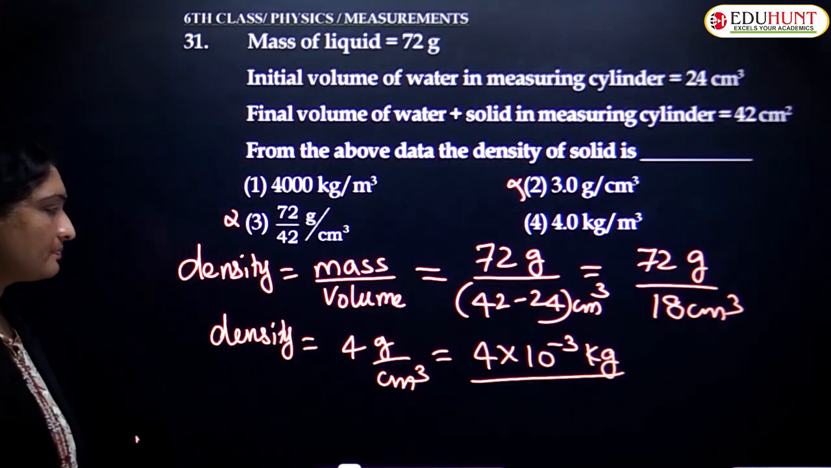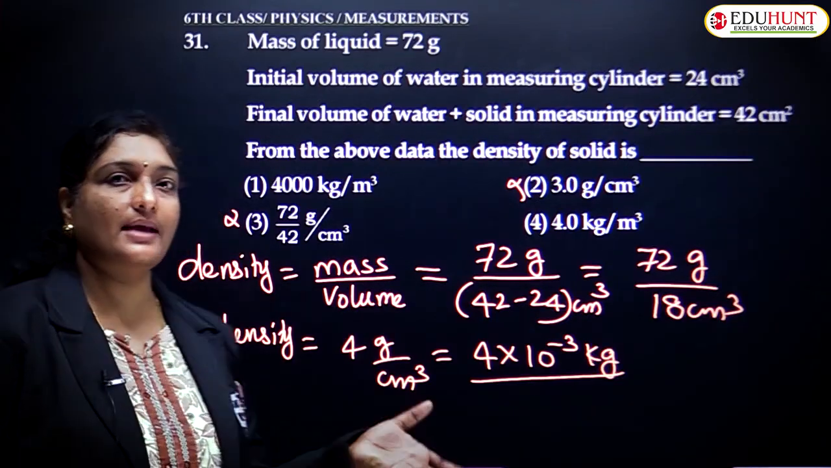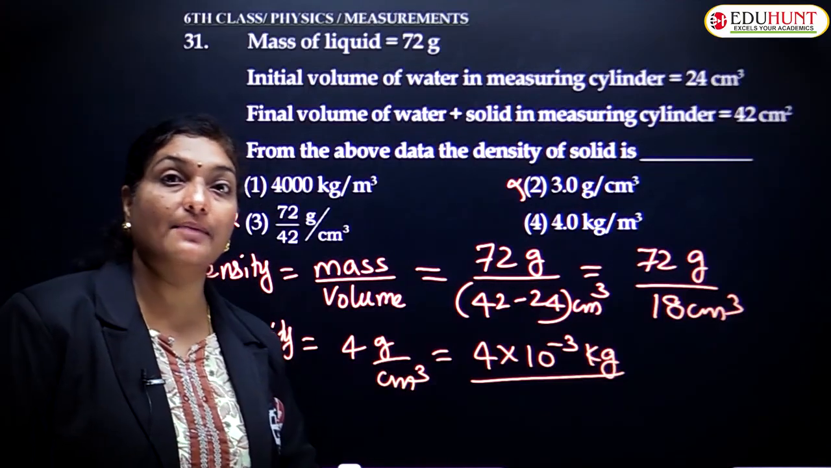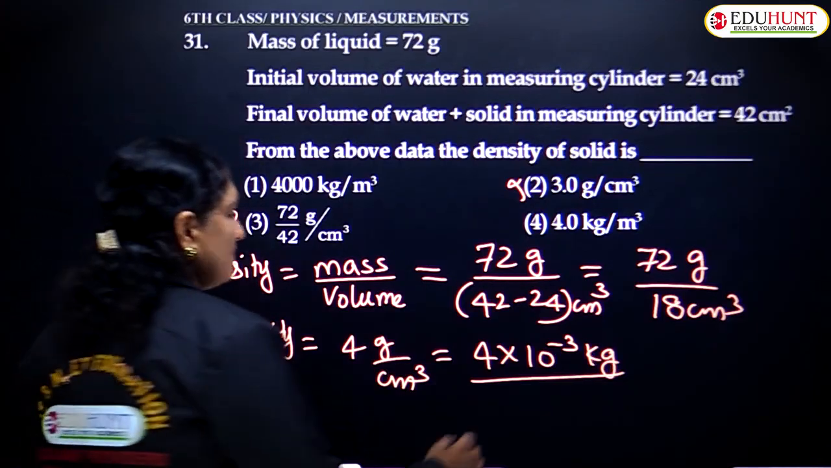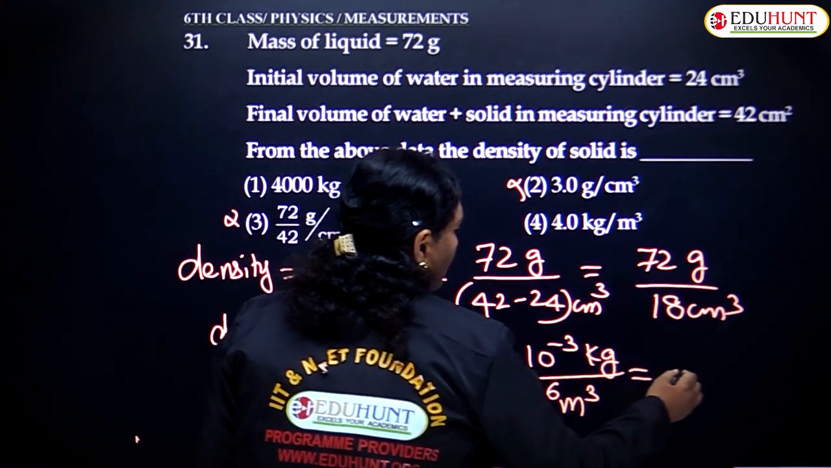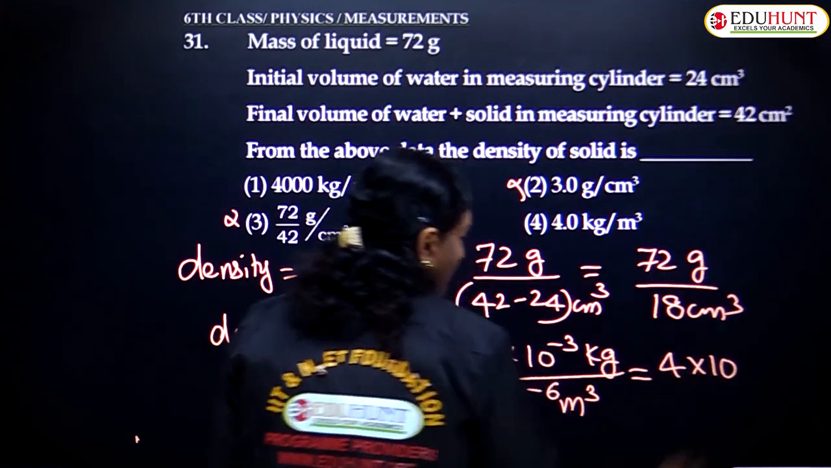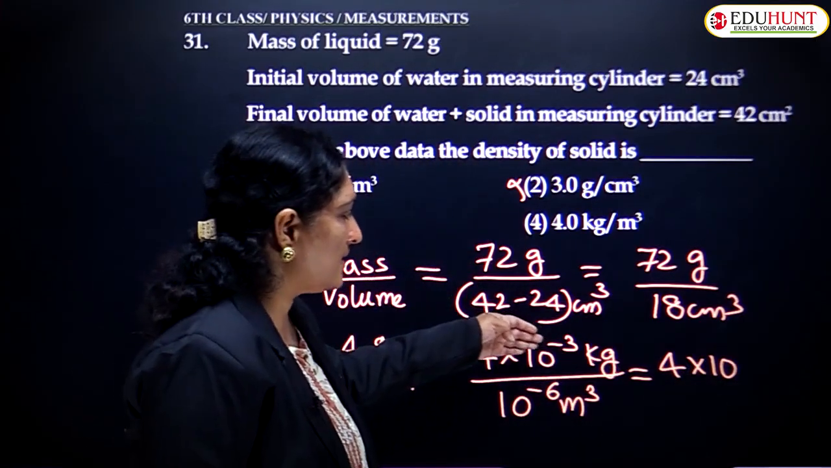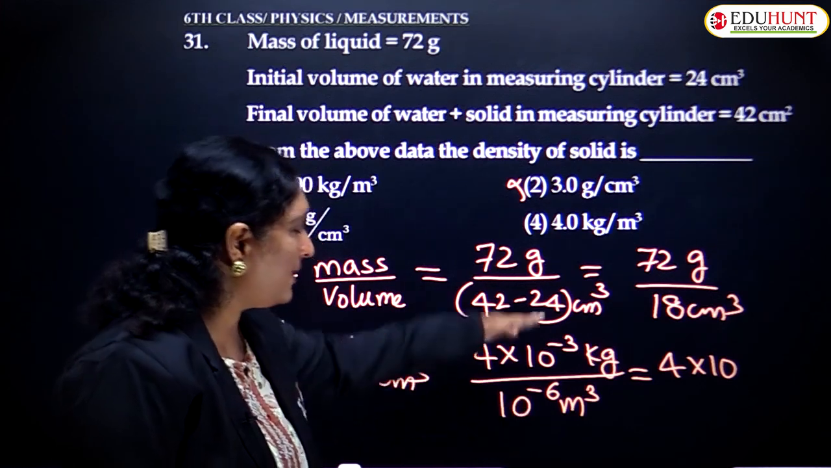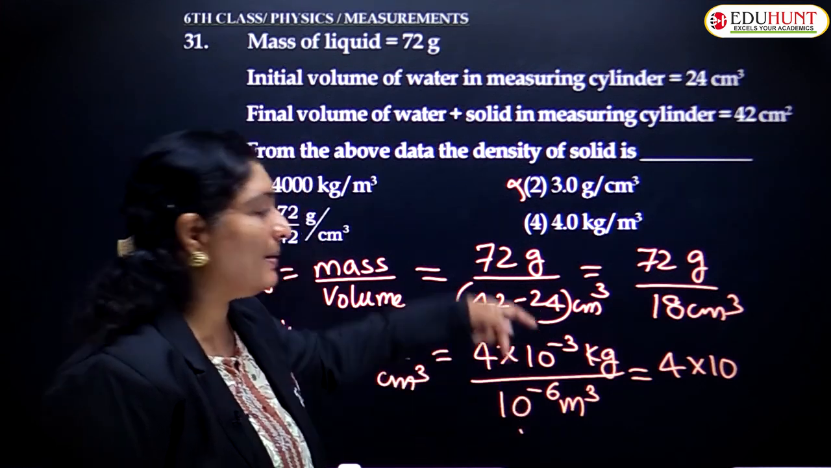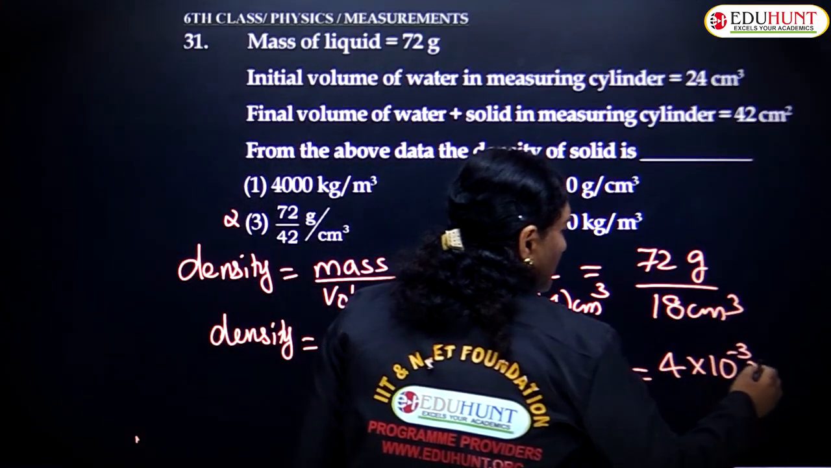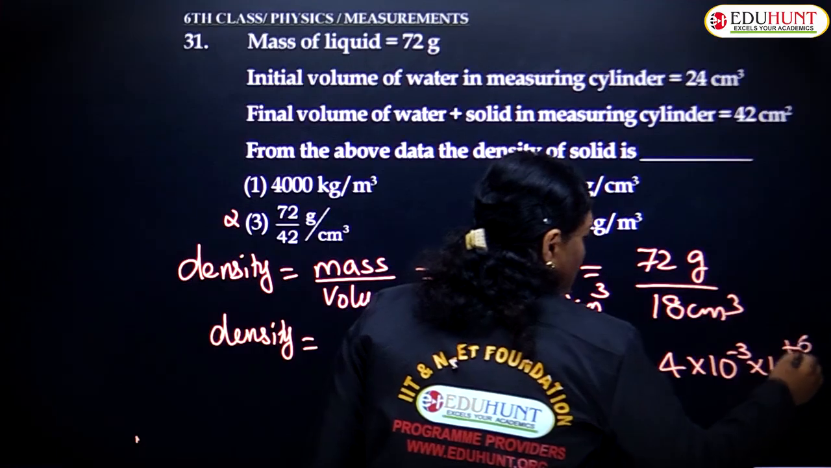Earlier I told you 1 meter cube is 10 power 6 centimeter cube. So 1 centimeter cube will be 10 power minus 6 meter cube. So here 10 power minus 6 meter cube. This will be 4 into 10 power, here 10 power minus 3 is there and here 10 power minus 6 is there. Bring this denominator to numerator. So minus 6 will become plus 6. Then how much will be? 10 power minus 3 into 10 power plus 6.